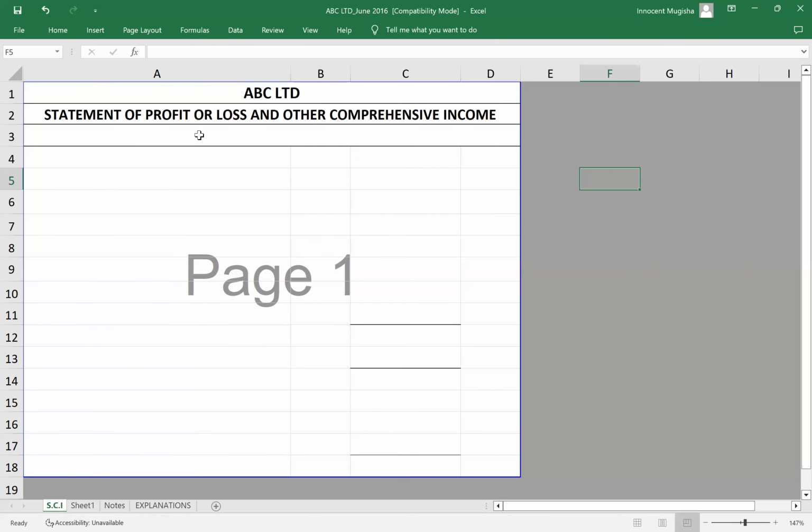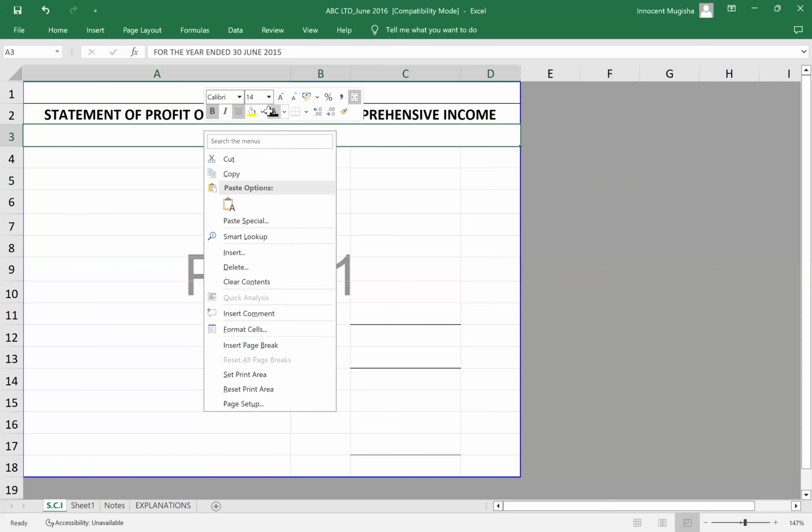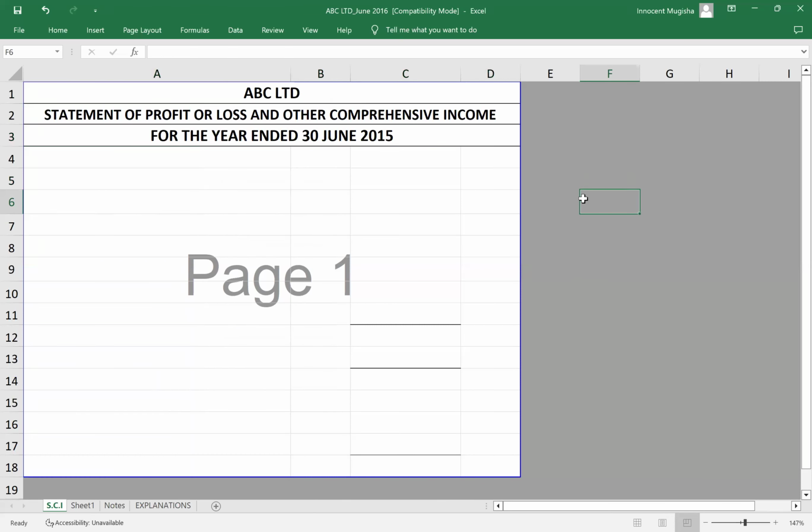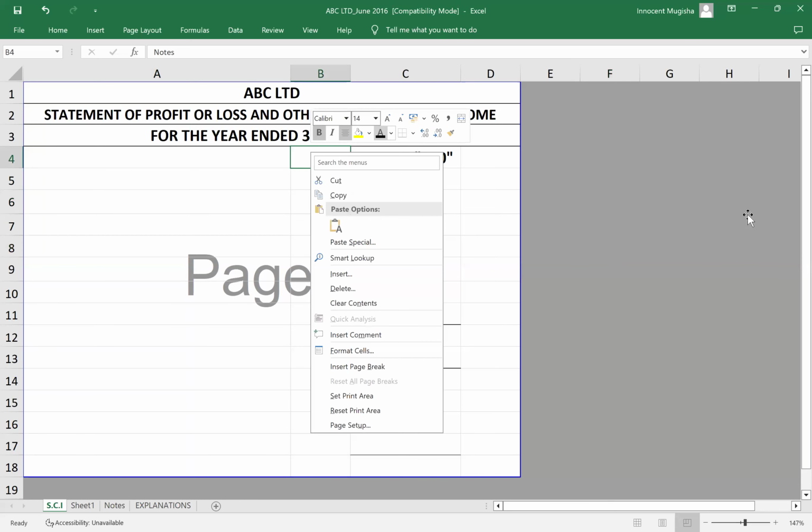Statement of profit or loss and other comprehensive income for the year ended 30th of June, 2015. Don't worry about the year, whichever year you're looking at, whether 2024, 2025, or 2020. This is just an example to help you appreciate what IAS 1 requires us to do. So I have identified the name of the company and the period for which I am preparing the financial statements. Again, in compliance with the standard, I will indicate the currency and the level of precision.